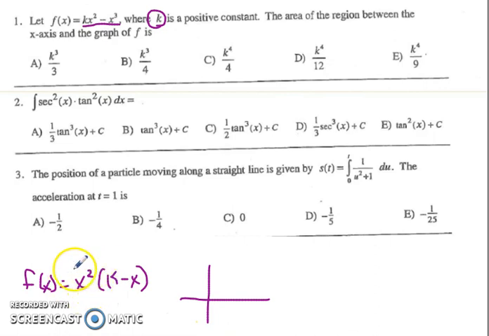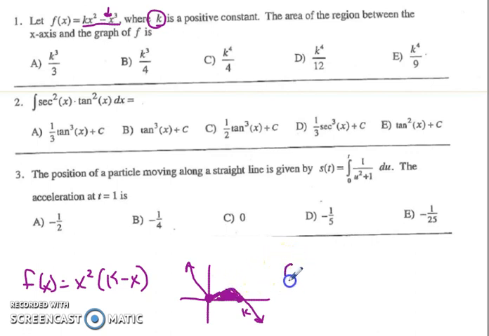So I have a double zero at the origin, which is right here. And then because k is positive, I have another zero over here at k. And because the leading coefficient of the x cubed, the highest degree, is negative, that means I have opposite end behavior. So this is what my graph is going to look like. I think that's really helpful because it tells me this is the region that I'm looking to find the area of, and it helps me set up an integral.